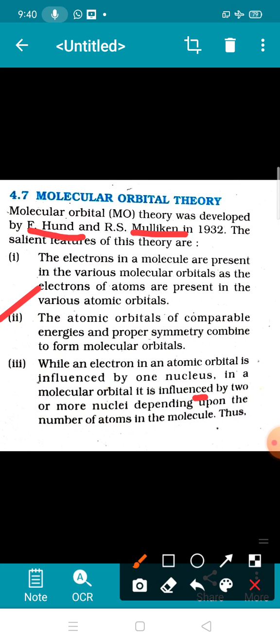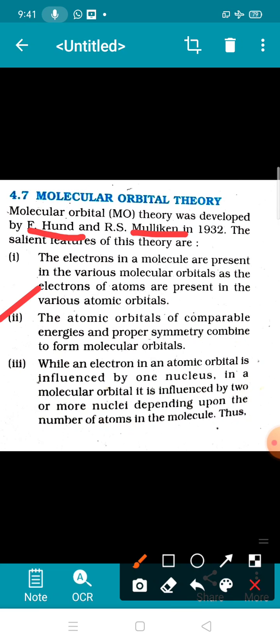But when a molecular orbital forms, as you know, a molecule requires a minimum of two atoms. Say if I say hydrogen molecule, then the hydrogen molecule is represented by H2. That means it has two atoms. Now each hydrogen will have one electron in the atomic state. But when they form the molecule, each electron will be under the influence of two nuclei.